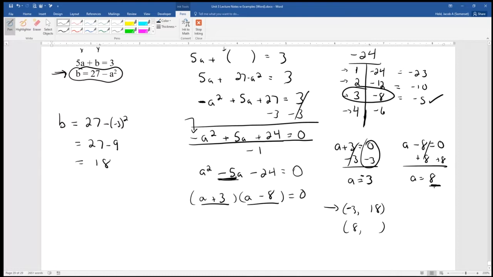Now I need to plug my other a into this same equation. So in this case, we have 27 minus 64. That's a big number. -37. Yeah, negative 37.